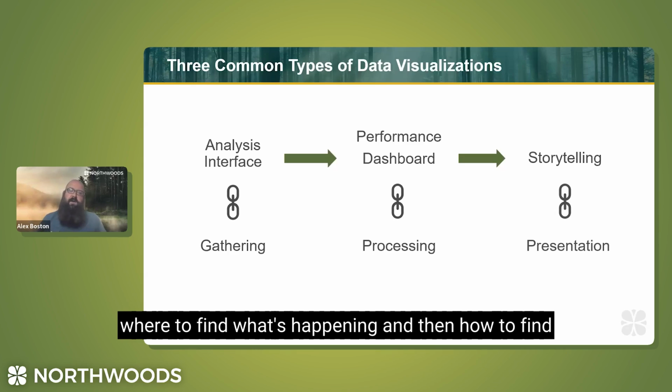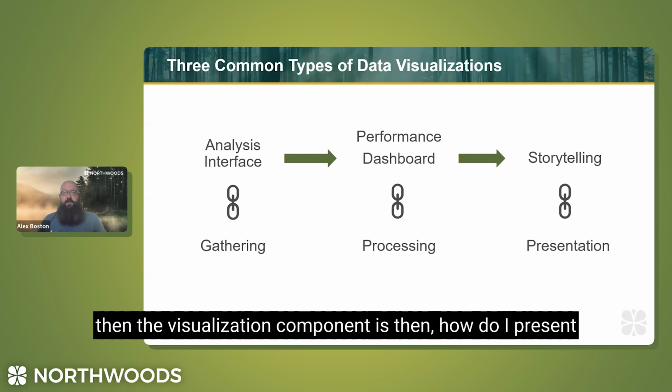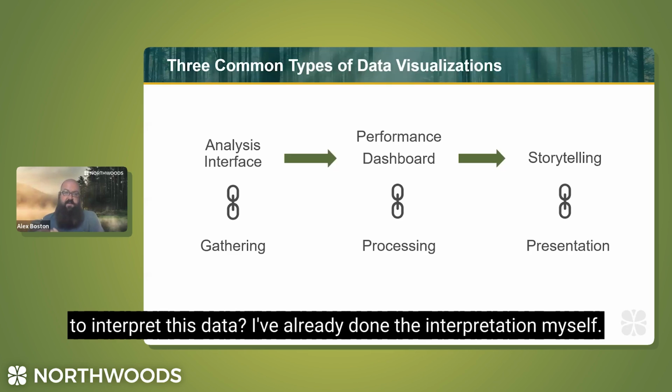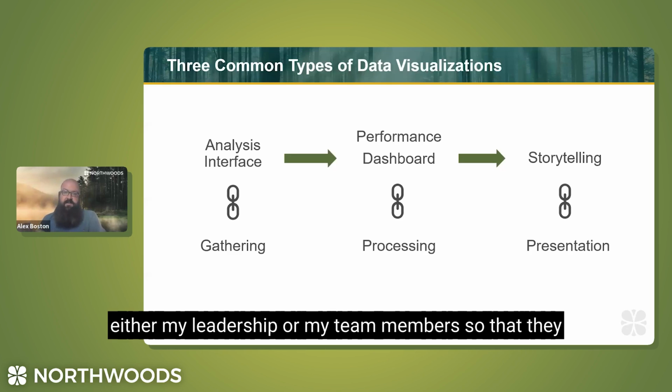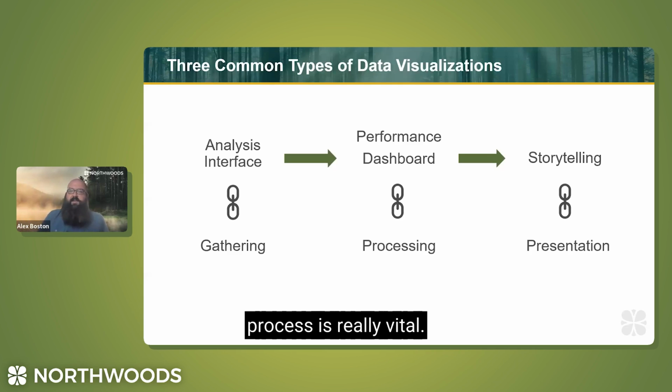And so it's knowing where to find what's happening and then how to find the data and then process that into a presentation. And then the visualization component is, okay, how do I present this in a way that makes it vitally clear how to interpret this data? I've already done the interpretation myself. What's the thing I want you to take away as either my leadership or my team members, so that they can understand what the direction is and what we need to do next based on this data? So this three-step process is really vital.